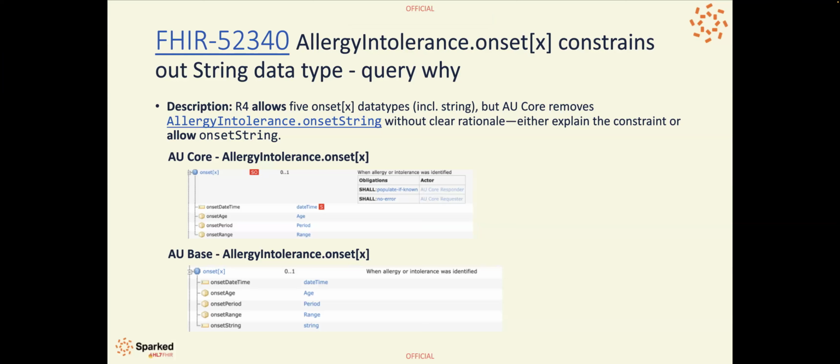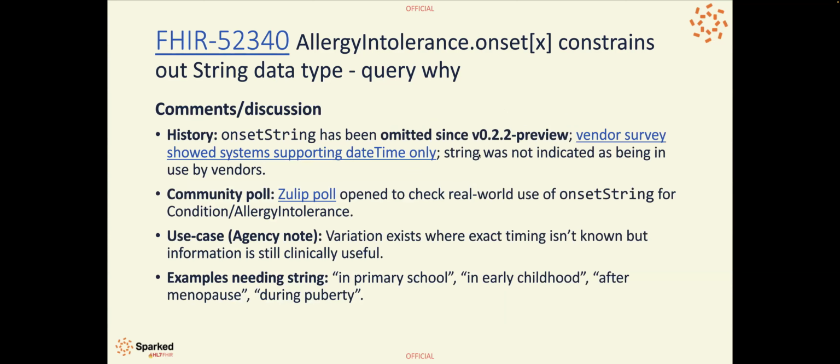The concern here was that this string enables the fuzzy capture of patient information, and it was unclear as to why it was removed. The suggestion was to provide guidance on why string is constrained out, or not to constrain out the onset string. That is the gist of the actual ticket provided. Now I'll go to, as per the last ticket, a summary of the discussion in the chat.